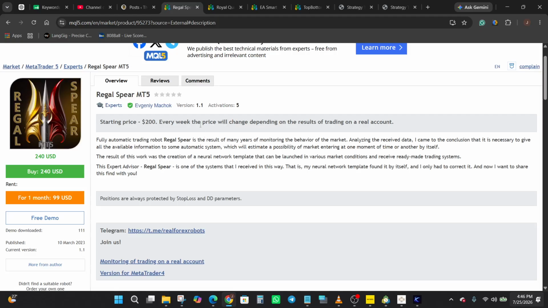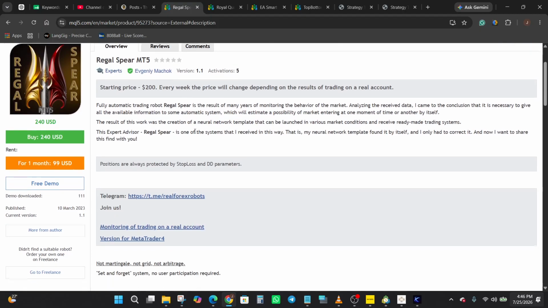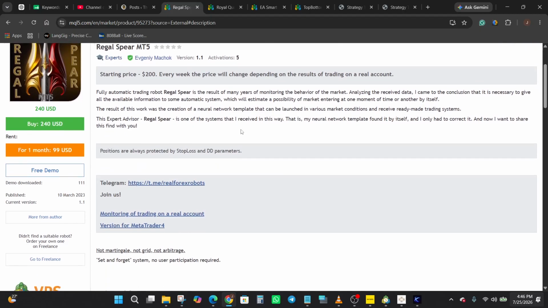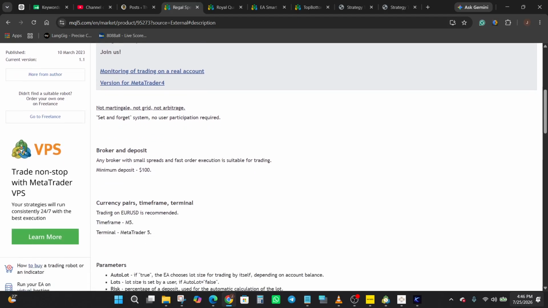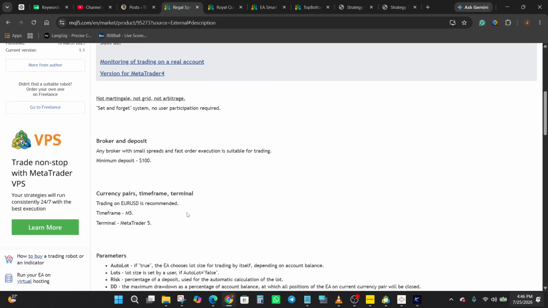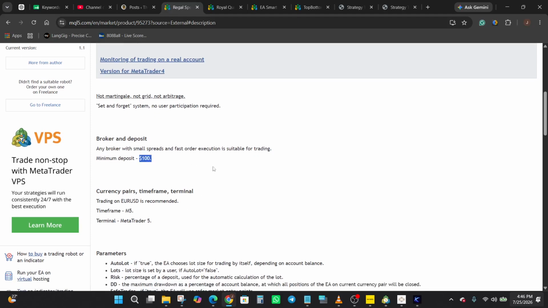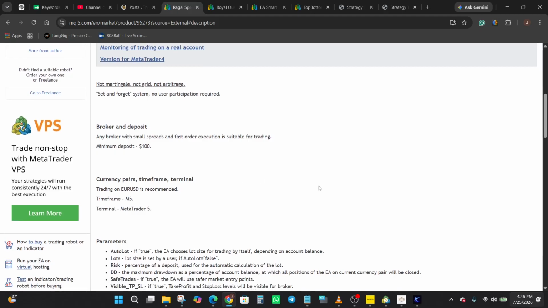For trading recommendations, the author suggests running this on the Euro USD pair using the 5-minute time frame, with a minimum recommended deposit of $100 on a broker featuring low spreads and fast execution.